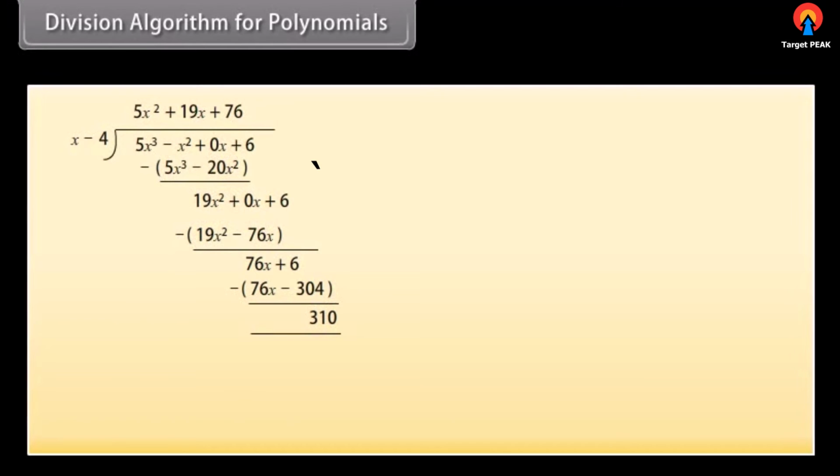Here is the rest of the work for this example. Okay, now that we have got this done, let's remember how we write the actual answer down. The answer is (5x cubed minus x square plus 6) upon (x minus 4) is equal to 5x square plus 19x plus 76 plus 310 upon (x minus 4).